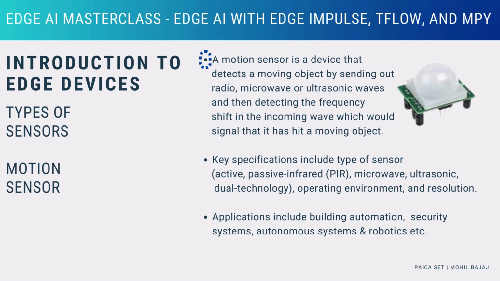Besides these, there are other types of motion sensors, such as passive infrared or PIR sensors, which detect body heat of animals and humans. They are called passive as no energy is emitted from the sensor.